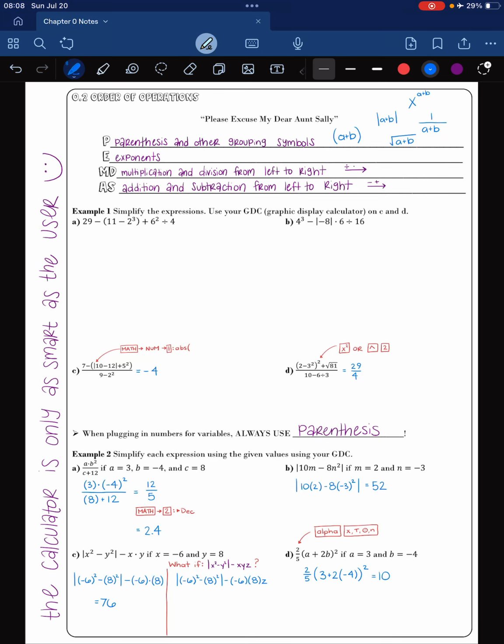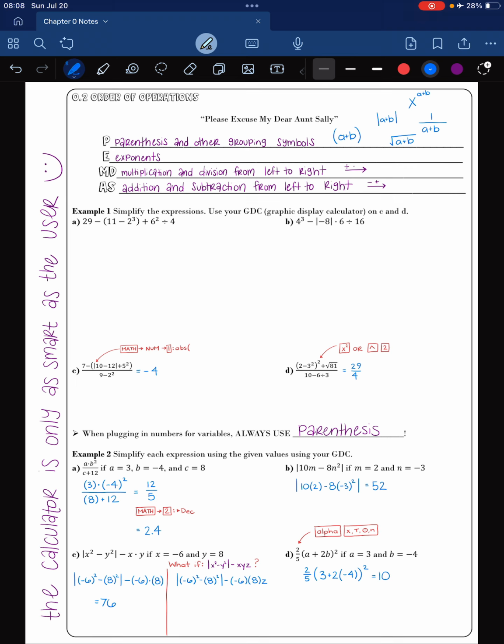Guys, we are back for lesson 0.2, which is order of operations, which is hopefully something that you are familiar with. In this lesson, we're just going to focus on starting to look at some more complicated expressions, as well as making sure that we can type them in our calculators correctly. Because the cool thing about the TI-84 is that it will also follow this exact order of operations.